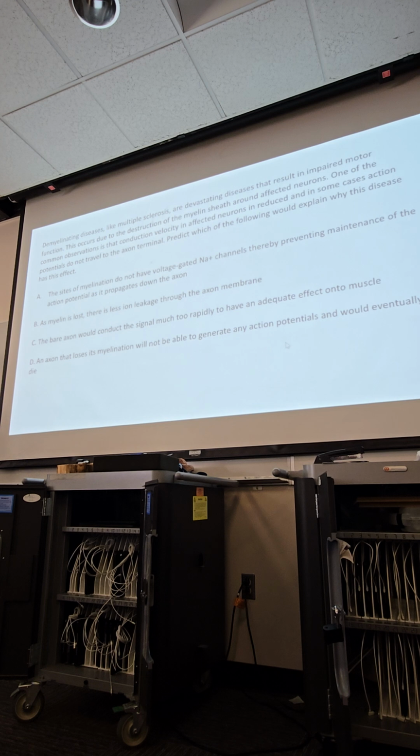A is correct. My favorite part is 6 people chose the blank one. That's because none of them made sense. Can you explain A? Yeah. So sites of myelination do not have voltage-gated channels. Okay, so that is factually correct.